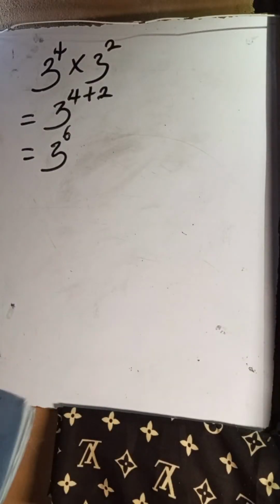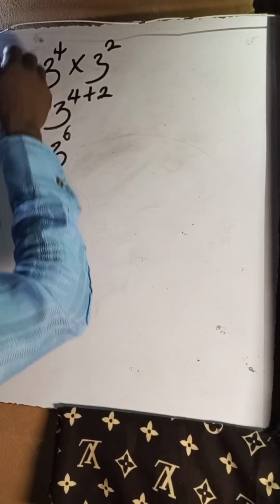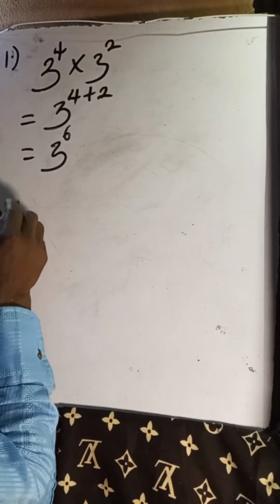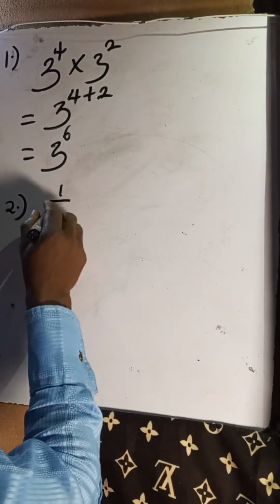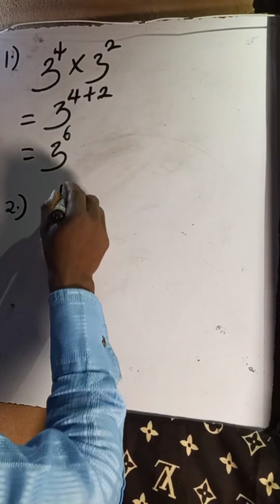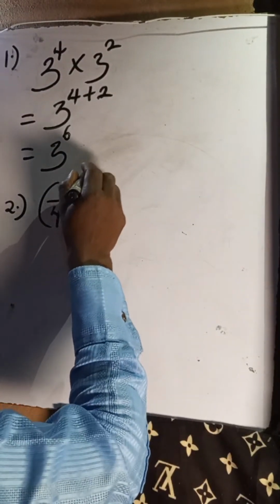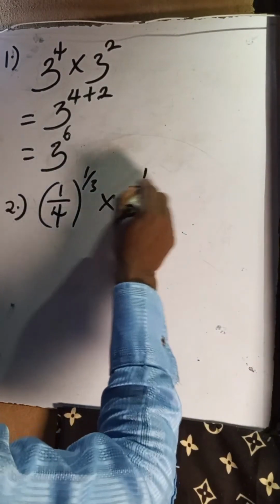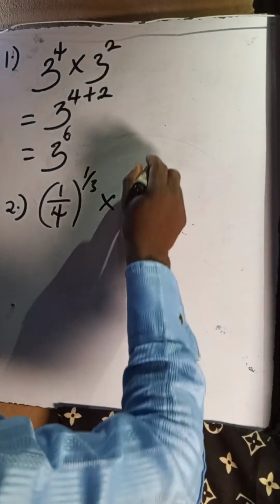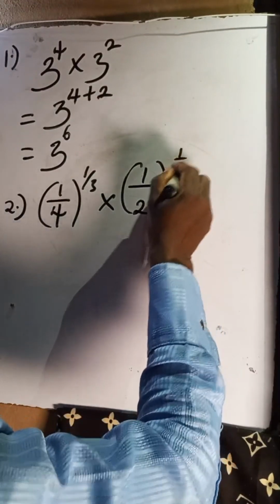What if we have a fraction? Look at this. Let's say this is number 1 and this is number 2. Let's say we have number 2, assuming we have 1 over 4 raised to 1 over 3, then times 1 over 2 raised to power 1 over 3.